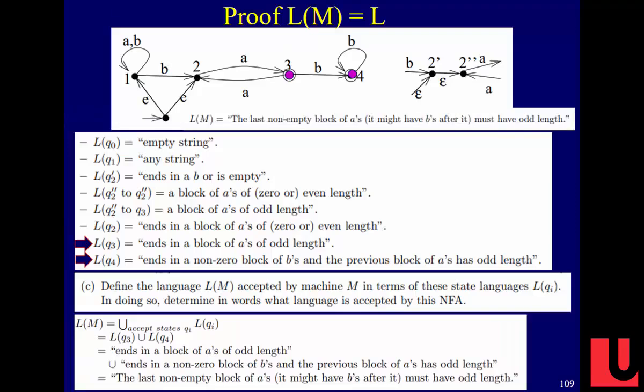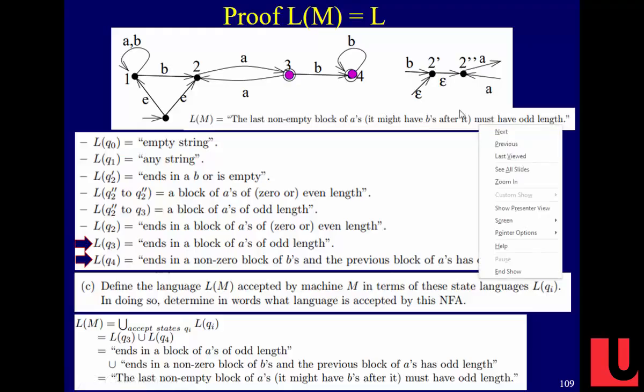All right, so now, when do we accept? We accept when we're here or here, right? So we accept either if it ends in a block of A's that's of odd length, or it ends in a block of B's but the previous block of A's. So what we're saying is the last non-empty block of A's has an odd length, right? It might end in a block of B's.